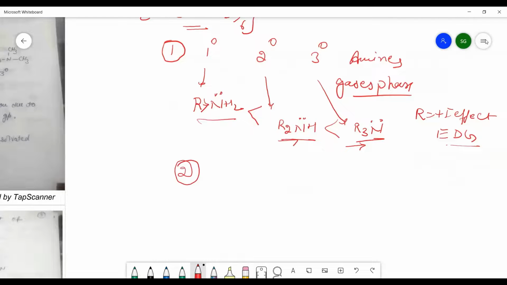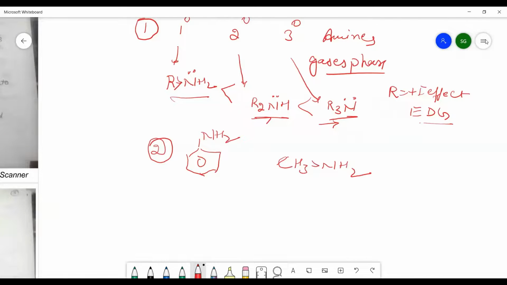Now, if we compare aromatic amines and aliphatic amines, the aromatic amine is aniline, and for the aliphatic amine you can take anything, like methylamine. Here you can easily understand that the CH3 group shows the plus I effect.